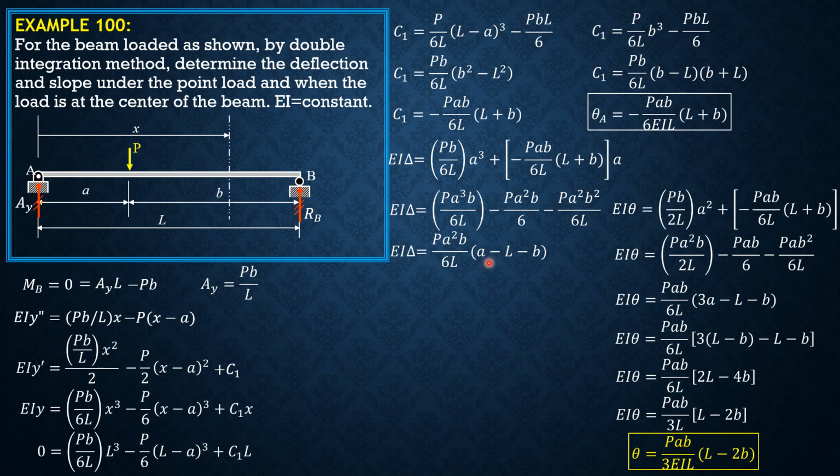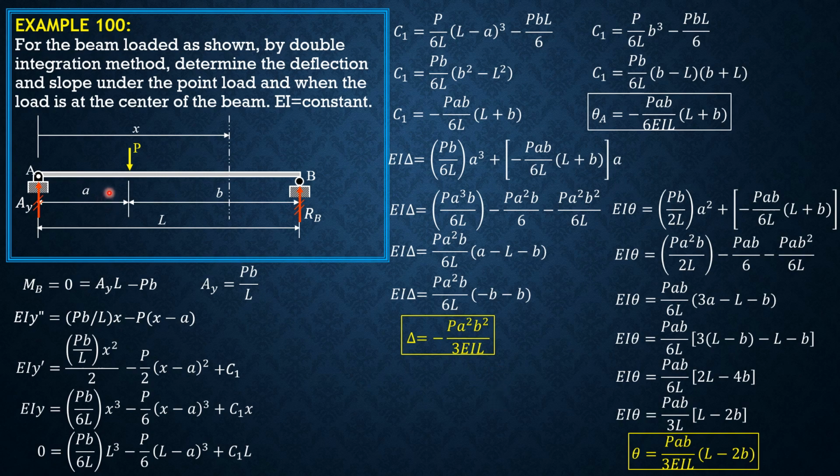And we take note that A minus L is negative B, so EI delta equals PA squared B over 6L, quantity negative B minus B, and negative B minus B is negative 2B. So EI delta equals negative PA squared B squared over 3L. So that's the deflection under the load: negative PA squared B squared over 3L, then divide by EI, so 3EIL.